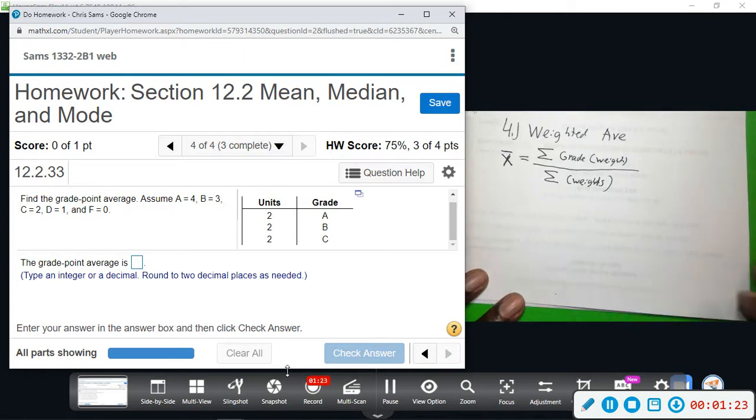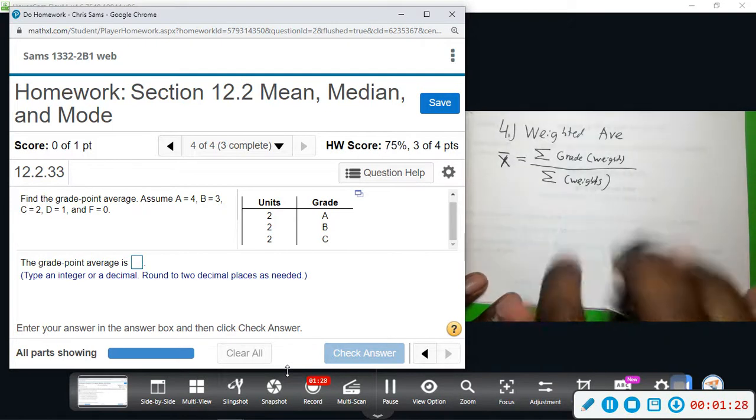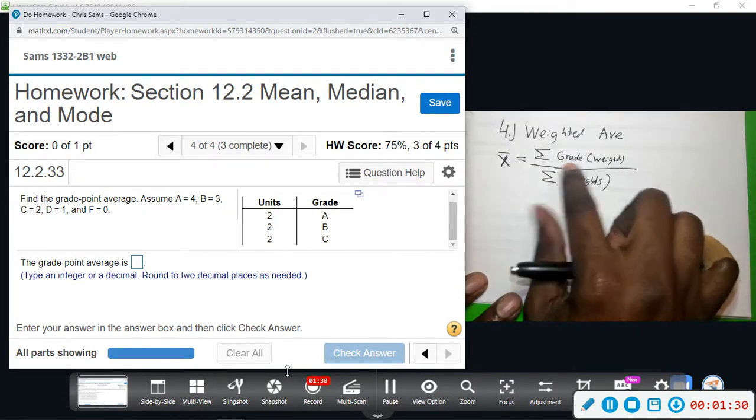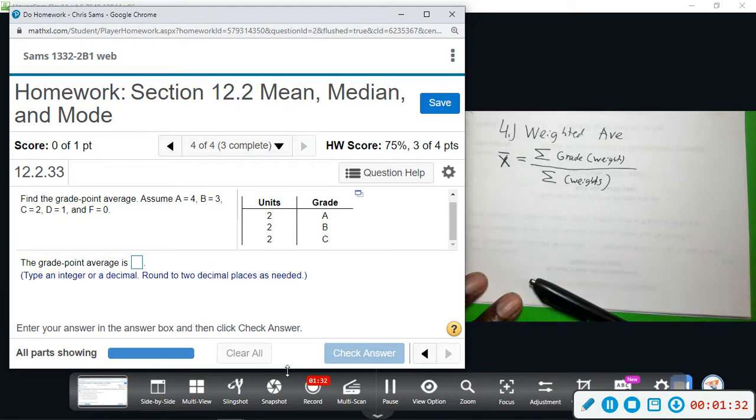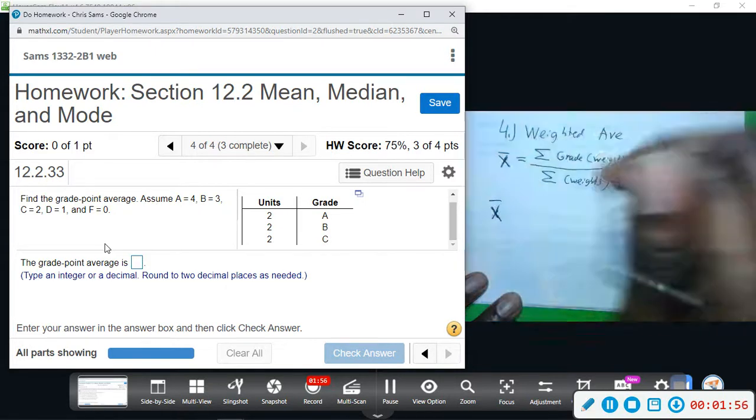So I'm going to do a similar example just to drive this point home. The grades are the letter grades, and we're given the grades A, B, and C. We need numerical values because we can't multiply letters. So they tell us A is worth 4 points, B is worth 3 points, C is 2, D is 1, F is 0.